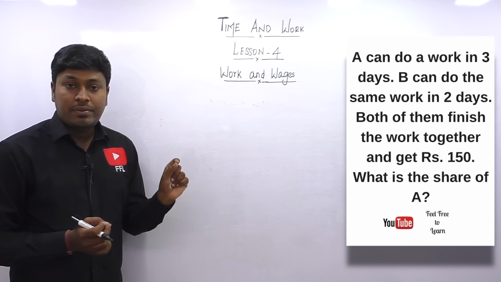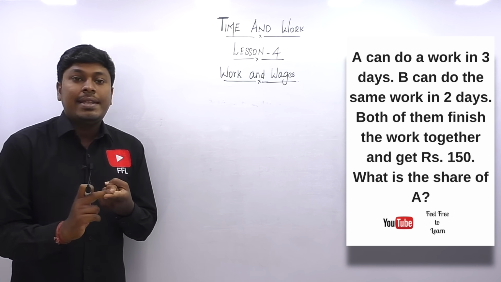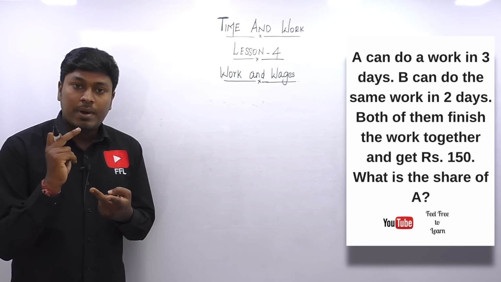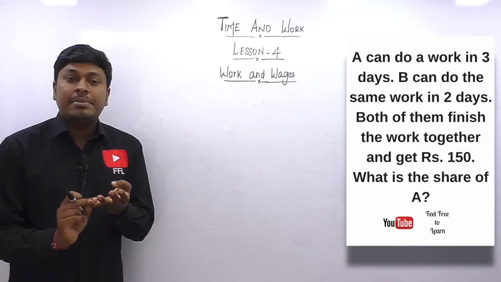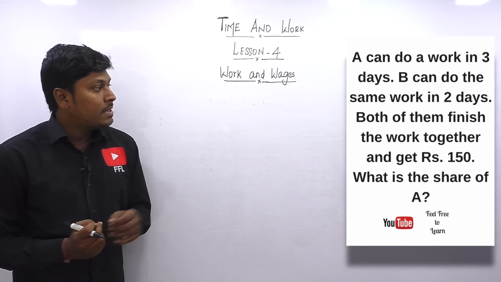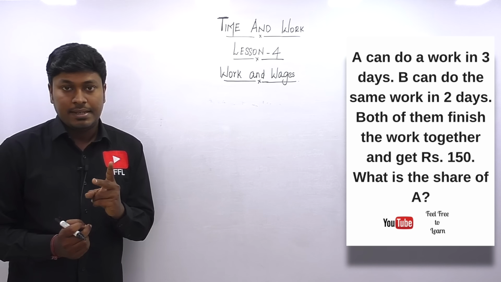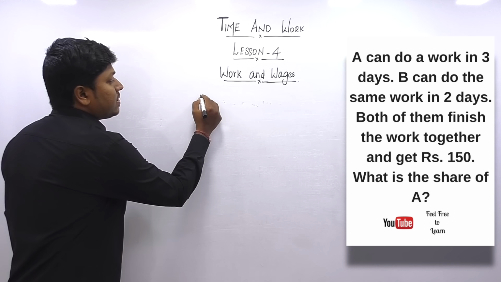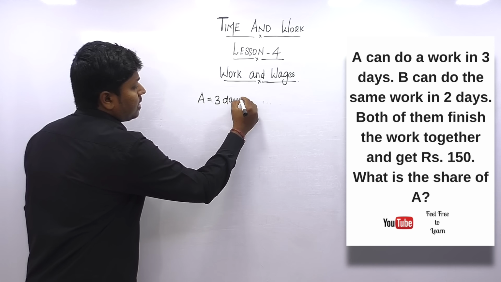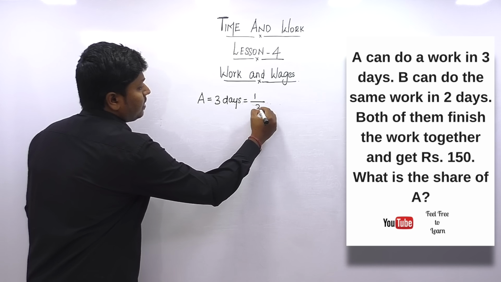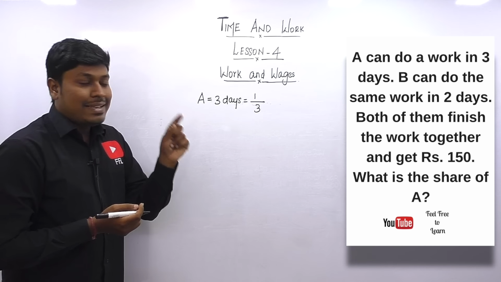Friends, just now I told you what step number 1 is. Step number 1 is to find the 1 day work done by A and the 1 day work done by B. Step number 2, to find the ratio. Step number 3, then to find the share, right? First of all, there are 2 persons in the question: one is A and the second person is B. A alone completes the job in 3 days, so the 1 day work of A will be 1/3. First point. Second, B can do the same work in 2 days.